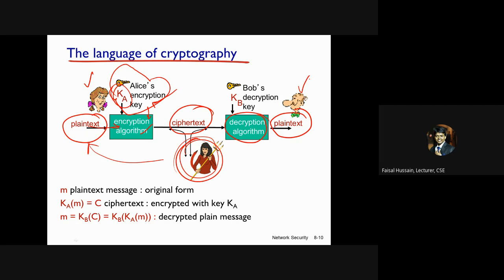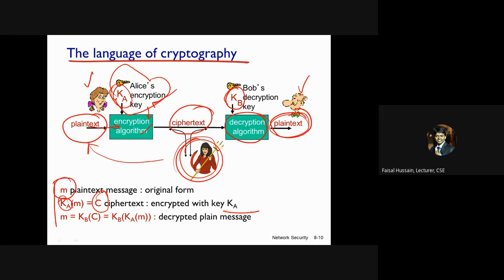So using the decryption algorithm and the decryption key of Bob, the plain text will be generated. This can be written in this way: m is the plain text message, m for message, and you are encrypting it with a key called Ka. This encryption is written in this manner, Ka in brackets m, and that is the ciphertext C. The ciphertext C will be created, and this is called the encryption with Ka.